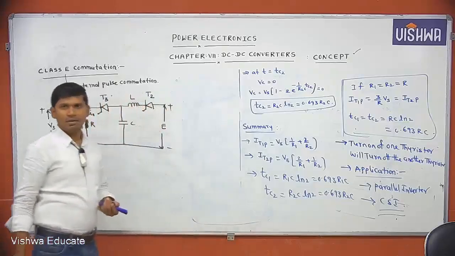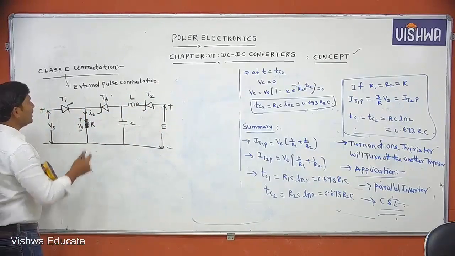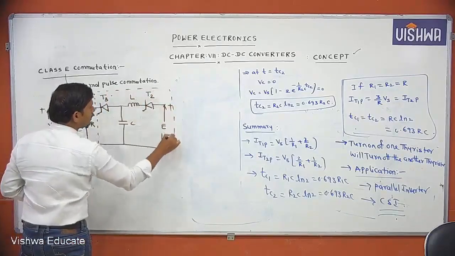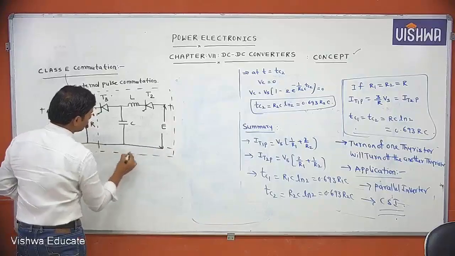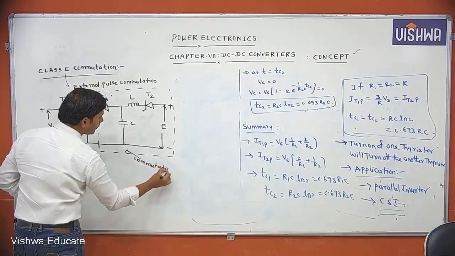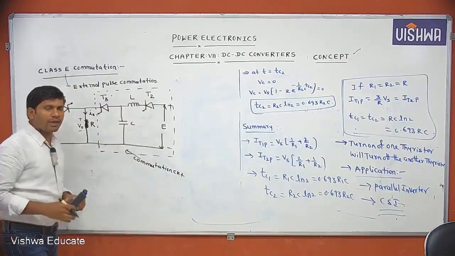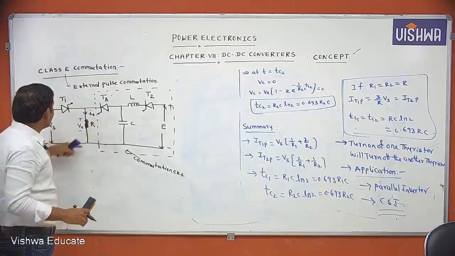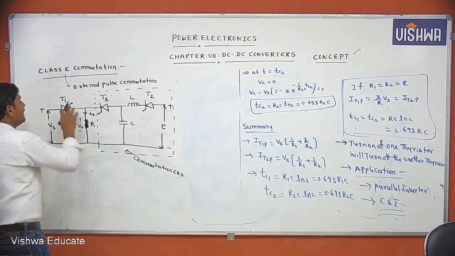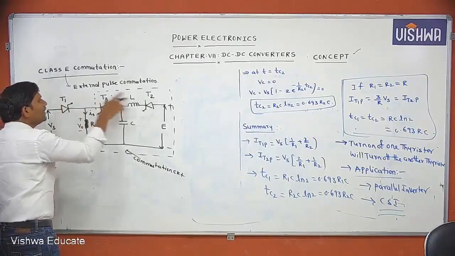Now see how this class E commutation or external pulse commutation works. This total circuit is nothing but a commutation circuit. To turn off this thyristor, we are using this circuit. Now I want to explain how this circuit will turn off this thyristor. Initially I trigger T1 thyristor. Here the notation is given as T1, T2, T3.